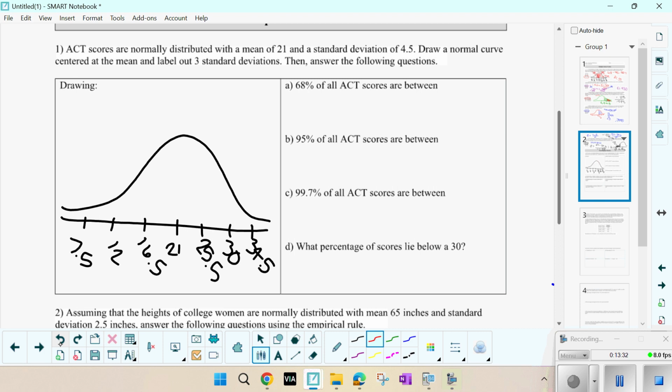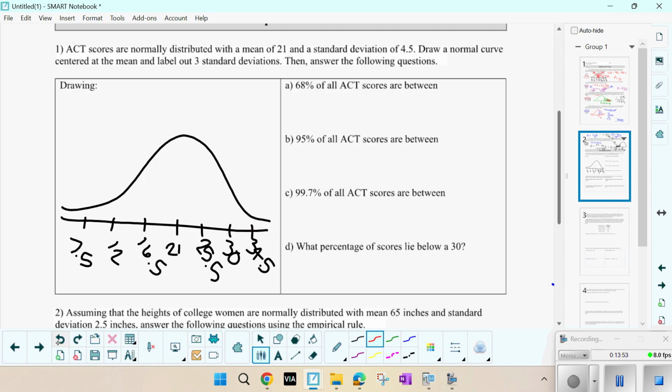Okay, next one they want is 95% of all the scores. So that is 2 standard deviations away. That is 95% of all of the data right there. So that would be between 12 and 30. And then the next one says 99.7. That is 3 standard deviations away in each direction. So that would be 7.5 to 34.5.